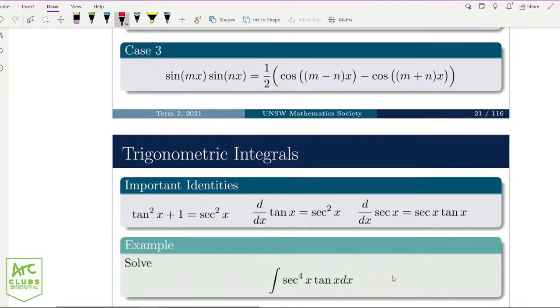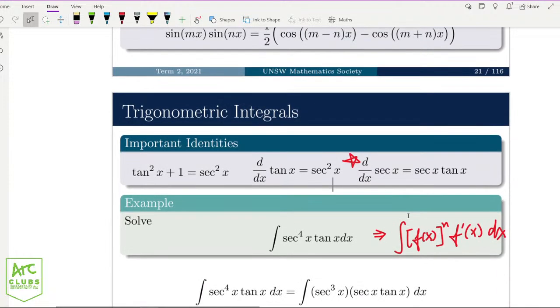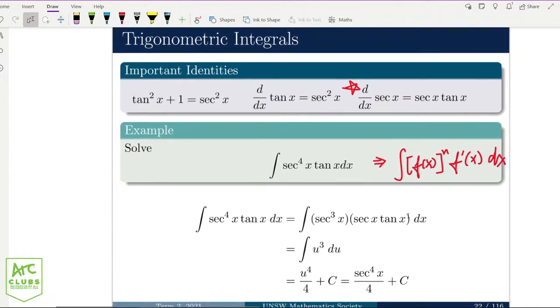In this particular case, we want to turn it into the form f(x) to the power of n, multiplied by the derivative of that function. As you can see, this is an integral that we are quite familiar with. How we can do that is to apply this third identity, using the fact that the derivative of sec x is equal to sec x tan x. So this is what we've done over here.